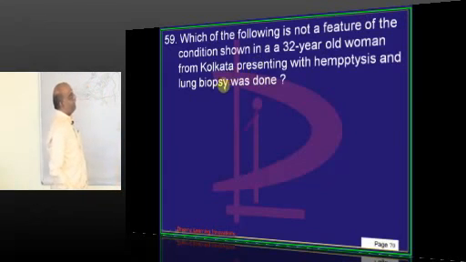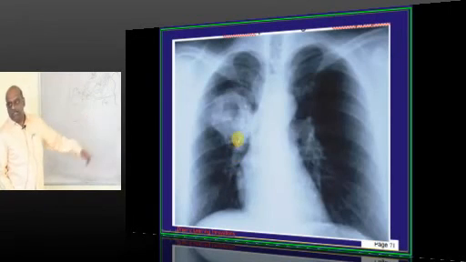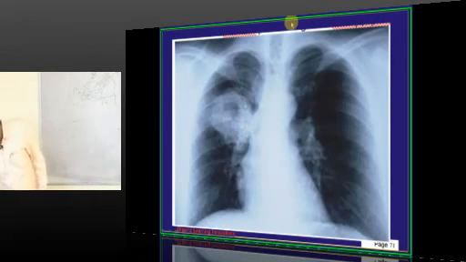A 32-year-old woman from Kolkata comes with hemochromatosis, and what is her chest x-ray showing, doctor?